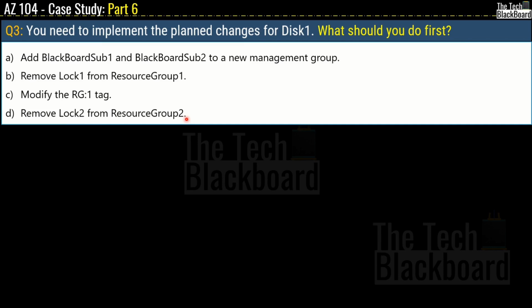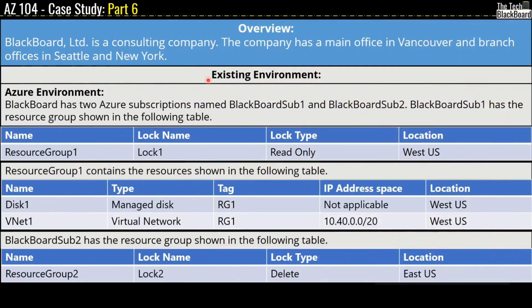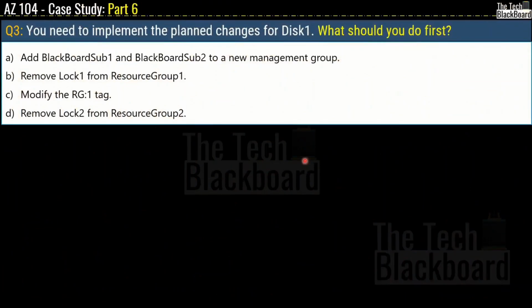So could you guess the correct sections from the case study which are related to this question? Well, let me tell you. This is the section related to question number 3, where we were given the details on existing environment, followed by the details on the 2 resource groups, resource group 1 and resource group 2. We also checked out the details of what resources are included in both of these resource groups. Now let's go back to our question. So here we come back to the question.